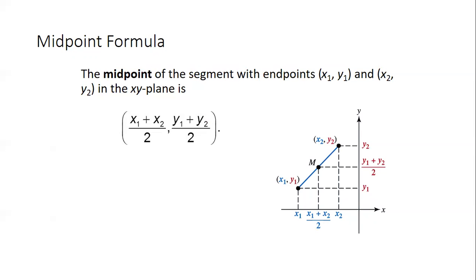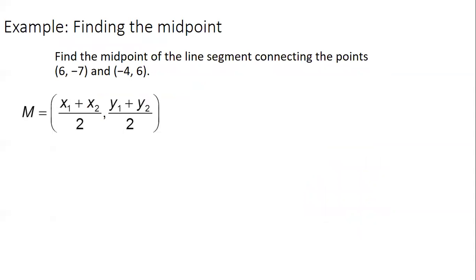So, ready for an example? All right, let's look at an example. So if I said find the midpoint of the line segment connecting the points (6, -7) and (-4, 6). So you have your x1, y1, x2, y2, and you're going to substitute these values in to find the midpoint.